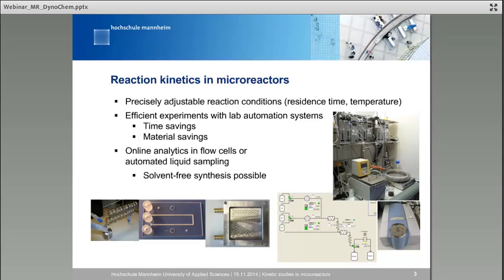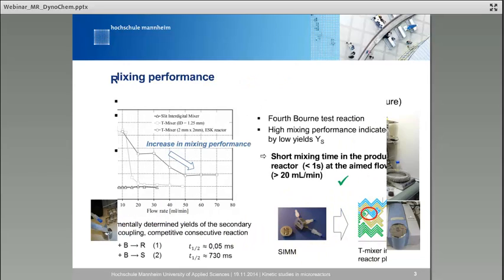The other thing is, if you have a very fast reaction, you can do a lot of experiments in your laboratory if you use lab automation. That saves you a lot of time and even some material. The other thing is that with a continuous reactor, it's very easy to implement online analytics.